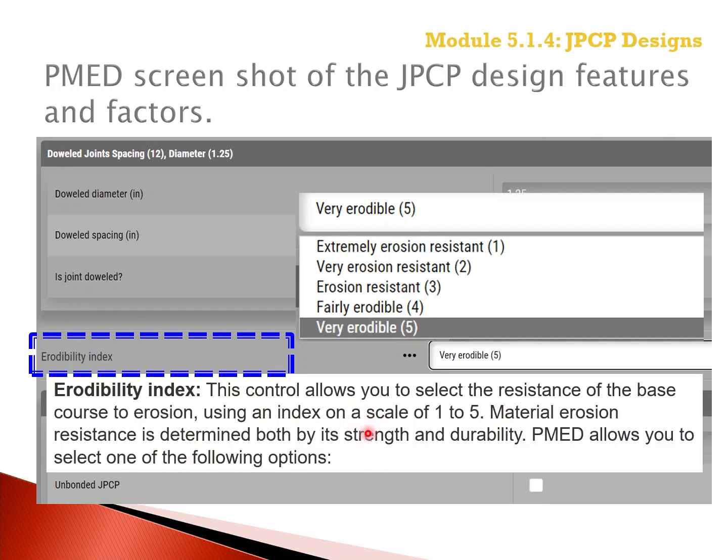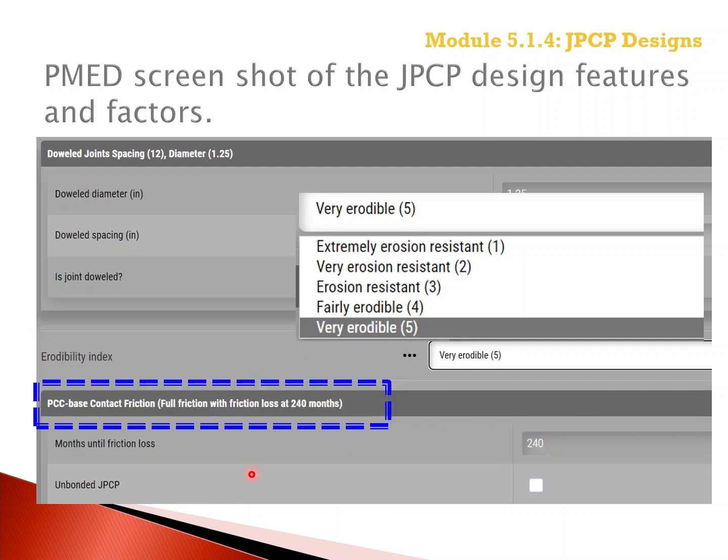Next, and this just shows the controls, allows you to select the resistance of the base course to erosion using an index on a scale of 1 to 5. And then the material erosion resistance determined both by its strength and durability. The Pavement software allows you to select one of the following options shown, and that's determined from the MEPDG Manual of Practice.